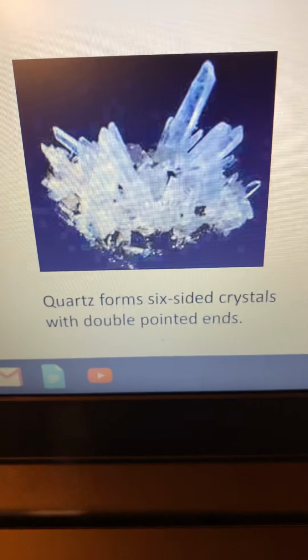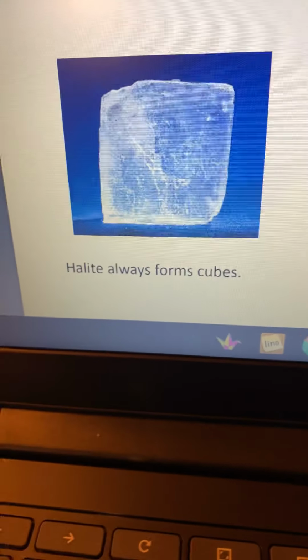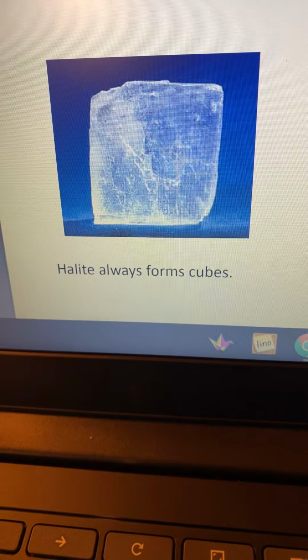Quartz forms 6-sided crystals with double pointed ends. So I'm going to show you a picture of a quartz. Hold on. So here's a picture of the quartz. So we see the crystallized structure. And then here's where we have our halite. So this will always form cubes. Hopefully that helped you a little bit.